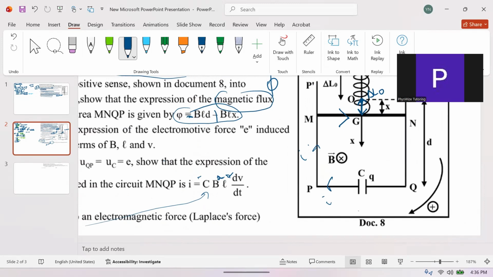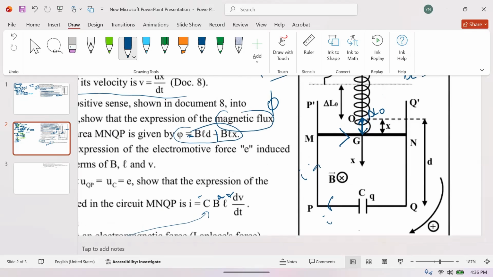And I know that B is going inward. So how am I supposed to know how F is going so I can pursue my calculations? You have to use your right hand rule. Your thumb should be going to the right from M to N. Keep your four fingers closed. Just use your thumb now. It should be going from M to N to the right.